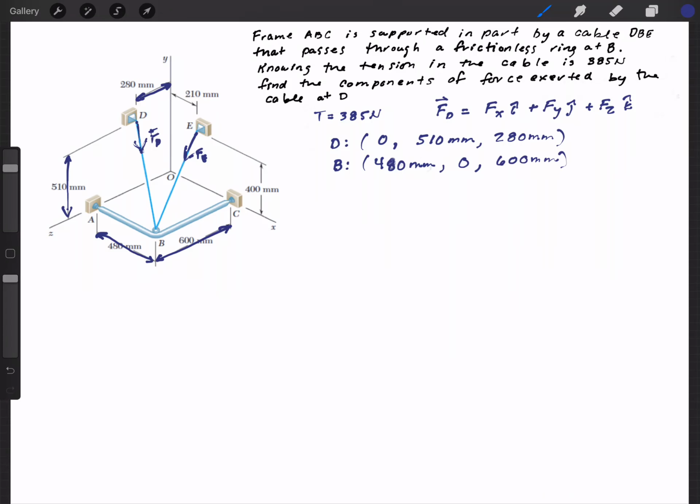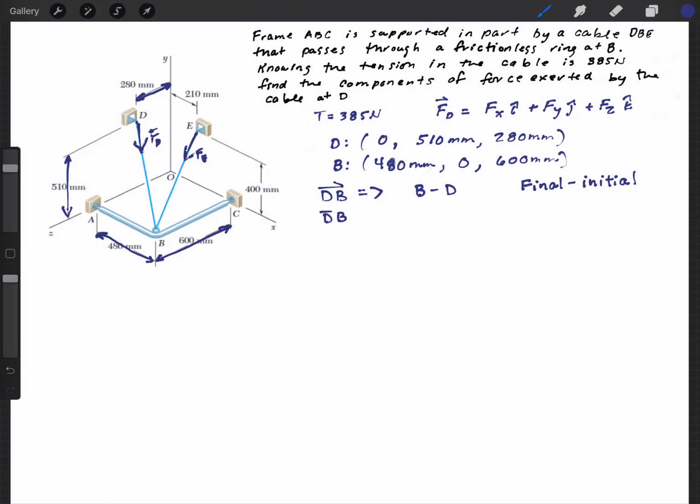To find the vector we want, we're starting at point D and going towards point B. That's the direction of our vector. If we start at D and go towards B, this is the notation we want. And with this notation, we subtract the coordinates of D from B, or B minus D. It's final minus initial: our final point minus our initial point gives the vector DB.